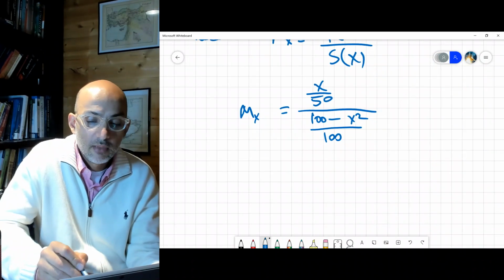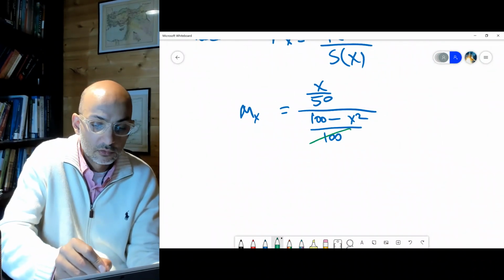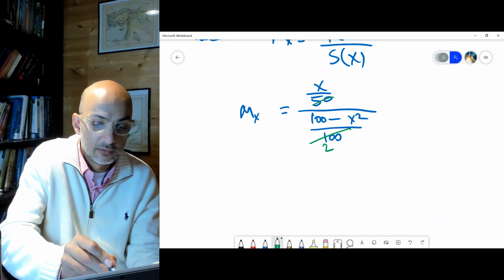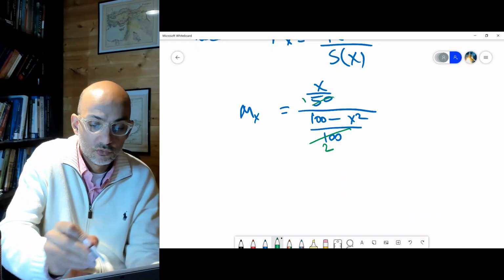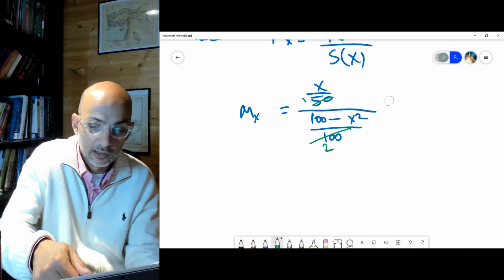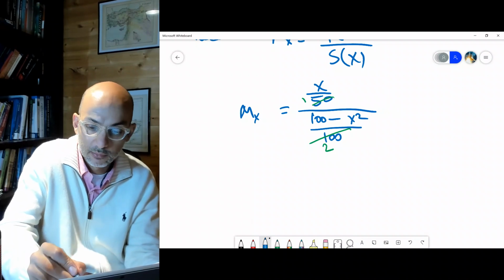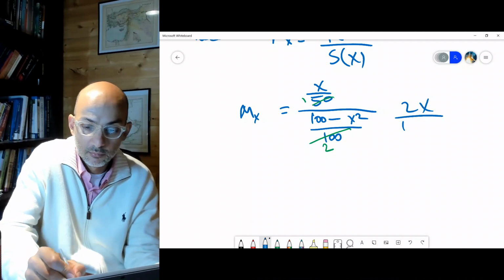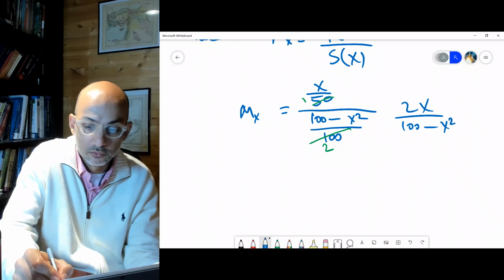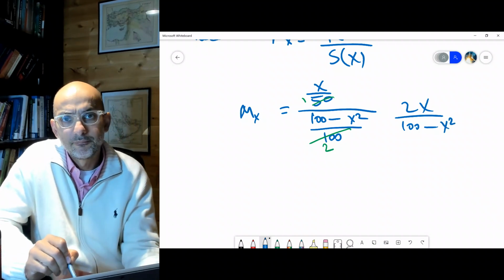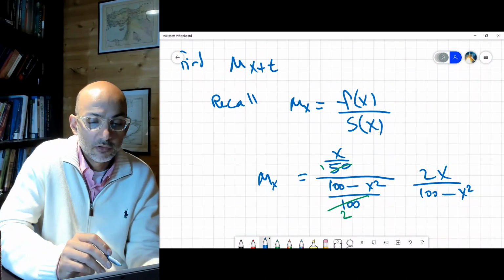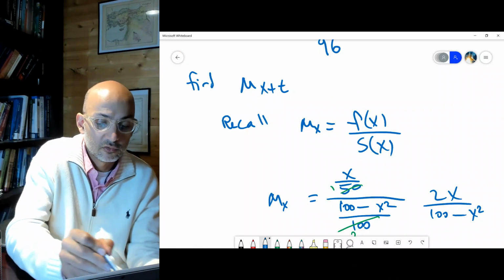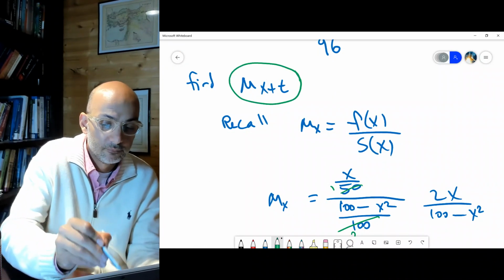Now you do a little manipulation. This one becomes 2, and this one 1, and you take the 2 to the numerator, it becomes 2x divided by 100 minus x squared. Right? Simple. There is nothing difficult. But remember what we wanted to do. The question asks us to find this guy, not this one.